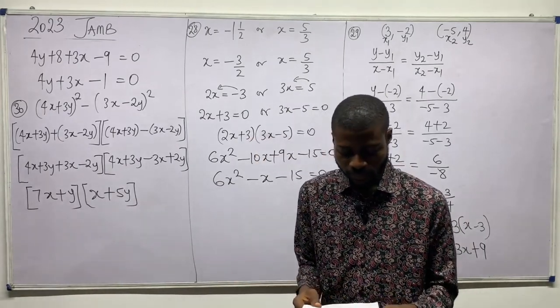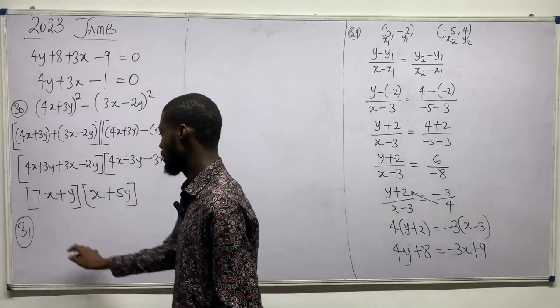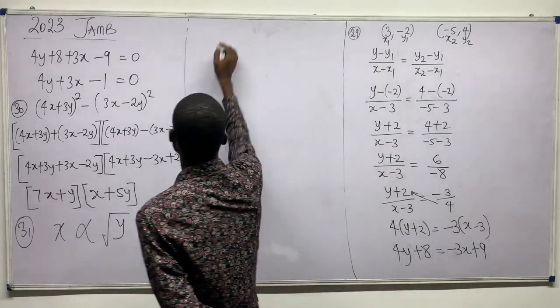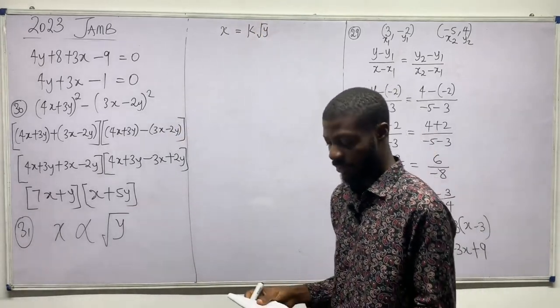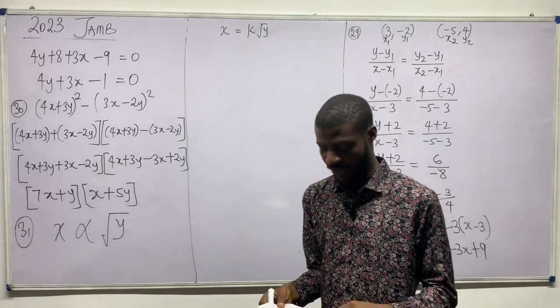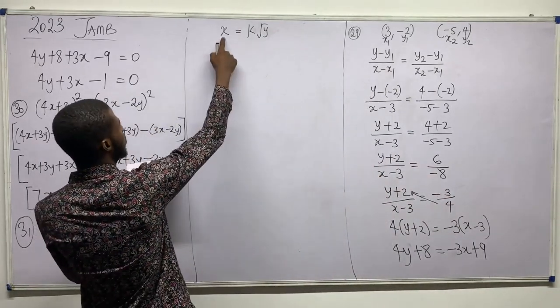Next question. If x varies directly as the square root of y, and x is equal to 9 when y is equal to 16, you're asked to find x when y is equal to what? 25. So that's question 31. You were told that x varies directly as the square root of what? y. So it means x is going to be equal to k root y, where your k is your constant of what? Proportionality. Remember, you saw variation. So go and learn variation, learn inverse variation.